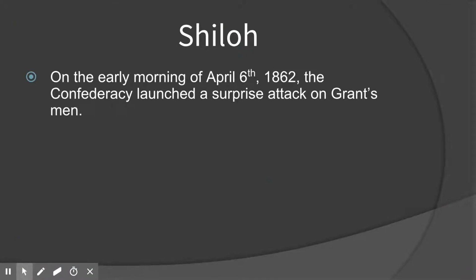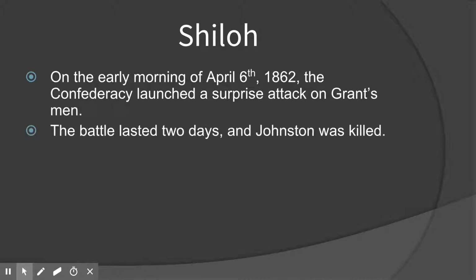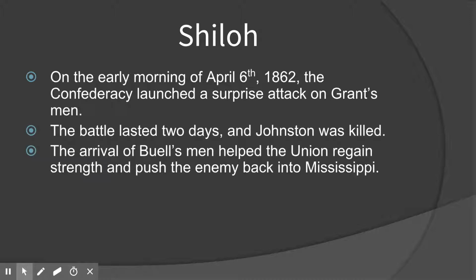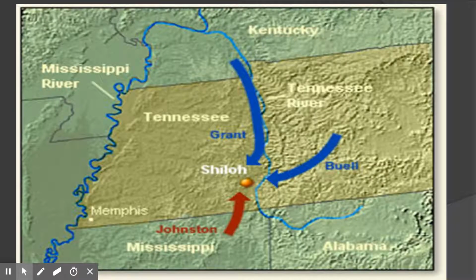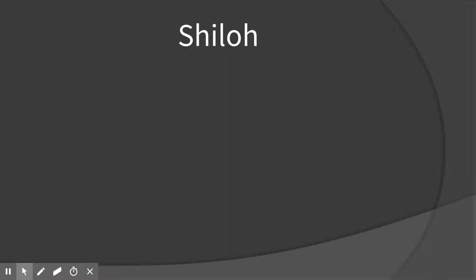So in the early morning of April 6, 1862, the Confederacy will launch their surprise attack on Grant's men. The battle lasted 2 days and Johnston was killed. The arrival of Buell's men helped the Union regain strength and then push the enemy back into Mississippi. We'll see approximately 24,000 men die. Of those, 13,000 were Union soldiers. So again, you have a date. Shiloh, if you didn't pick up from the map, is in Tennessee for your location.